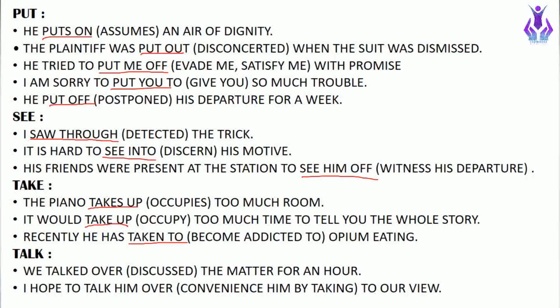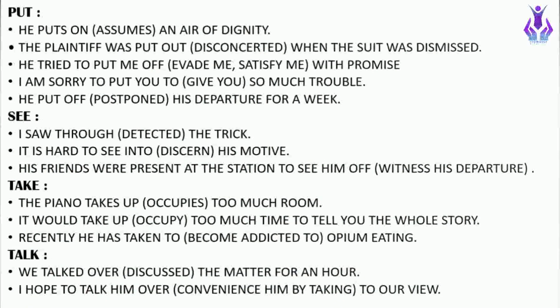The next word is talk. We talked over the matter for an hour, like we discussed the matter. I hope to talk him over. So talked over and talk him over, one with ed and one without ed. Talk over means to convince him by talking, and talked over means to discuss something.